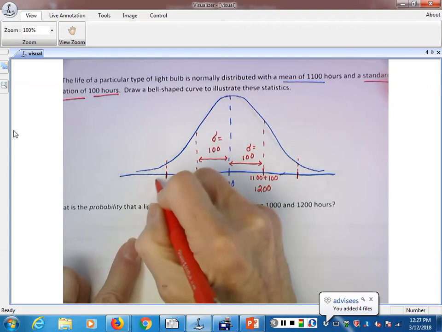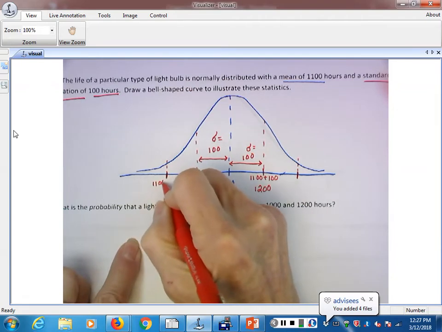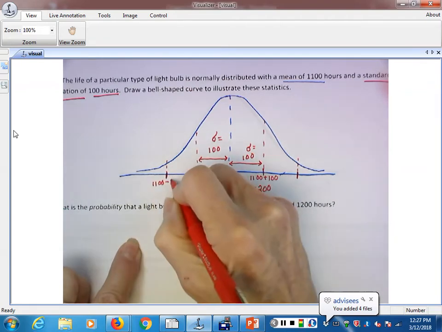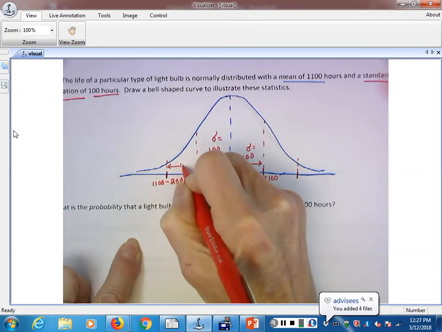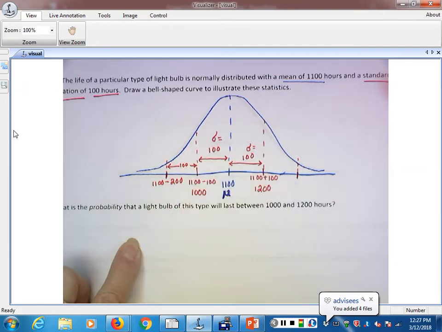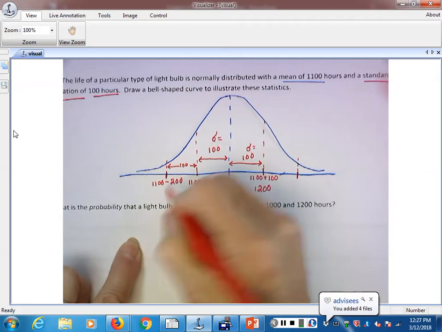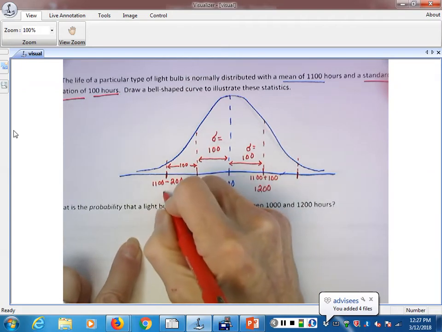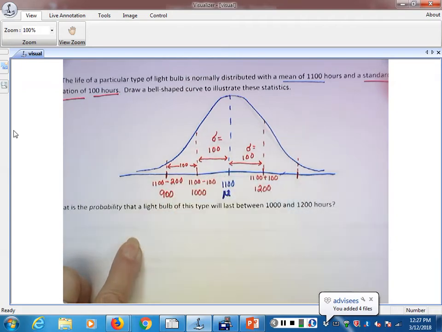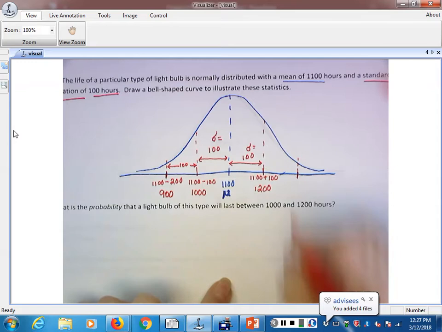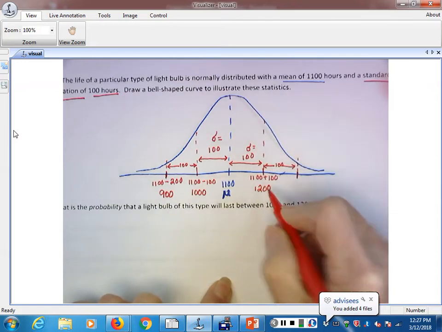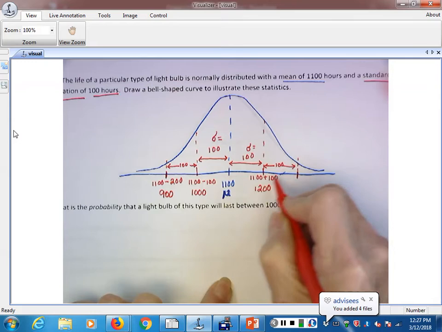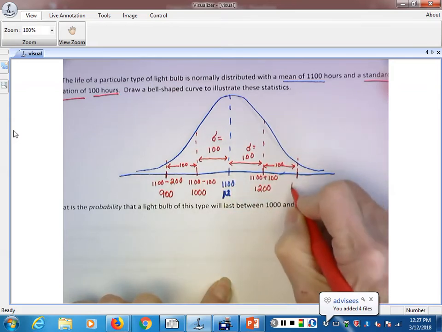then this is going to be 1100 minus 2 times 100, which is 200, because that distance is also 100. And 1100 minus 200 is 900. And since this is also 100, 1100 plus 100 is 1300.